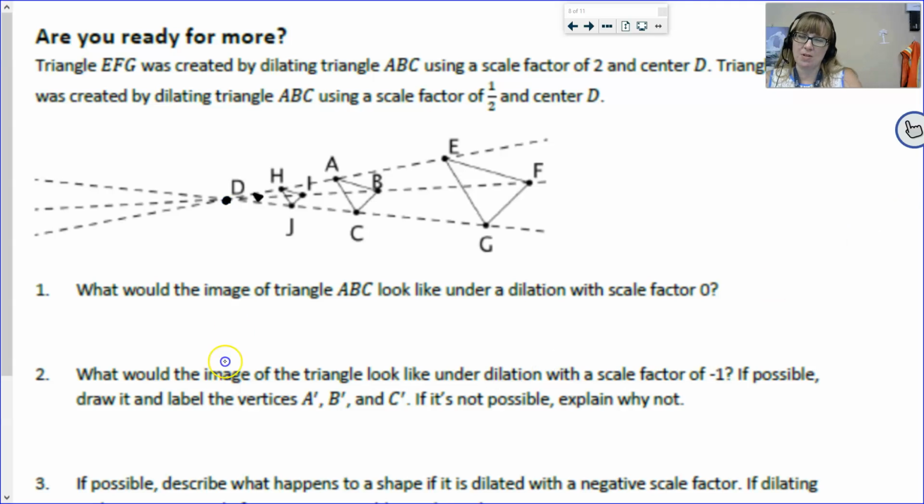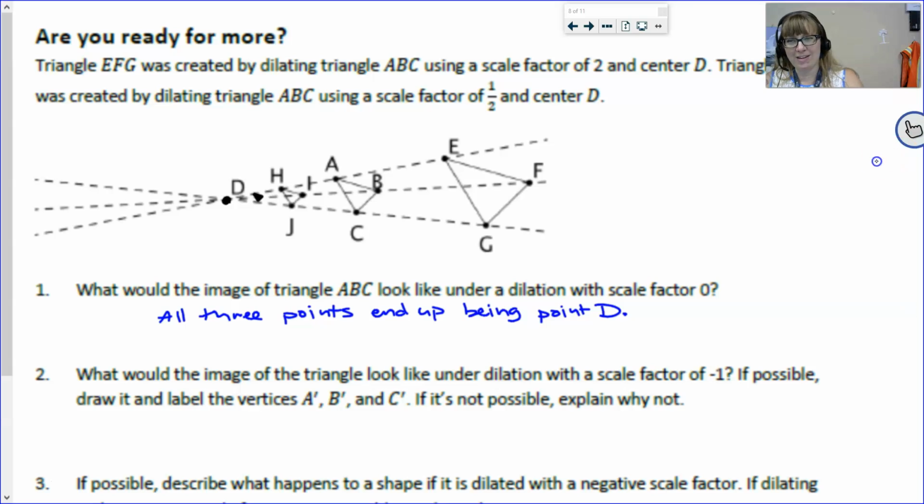So you can think of it a couple different ways. You can say all 3 points of the triangle ABC end up being point D. Another way to think about it then, does that even exist? You maybe made that prediction that maybe it doesn't exist, and that's an okay prediction to make because it reminds us that it is going to be getting smaller and smaller until all points line up there.